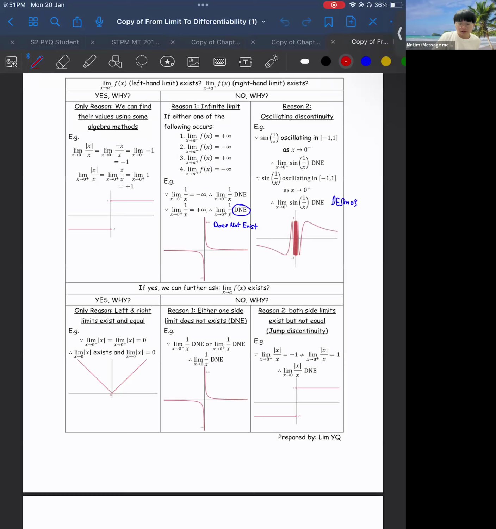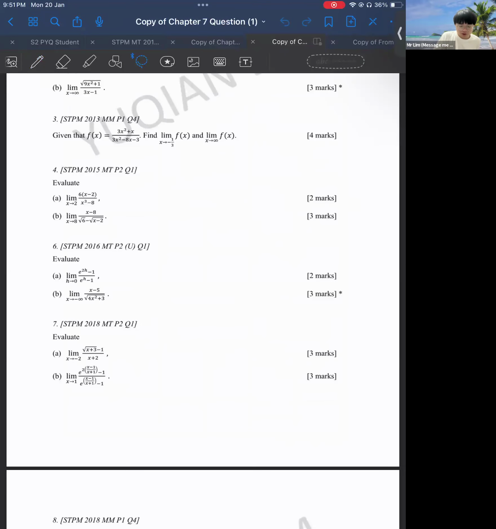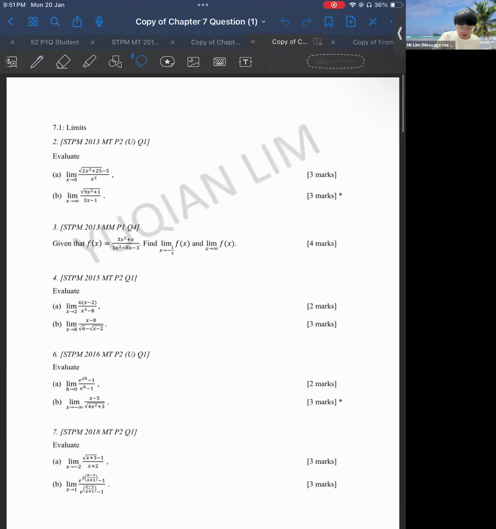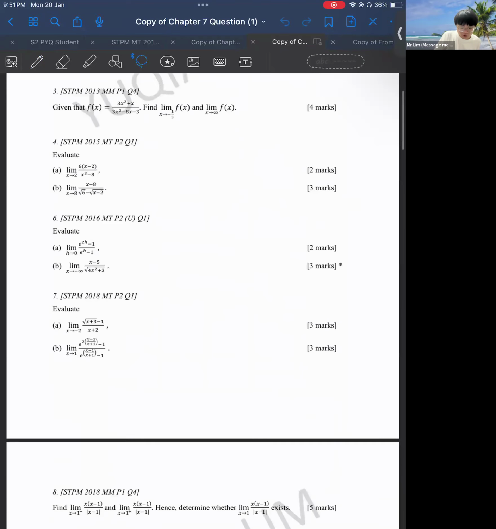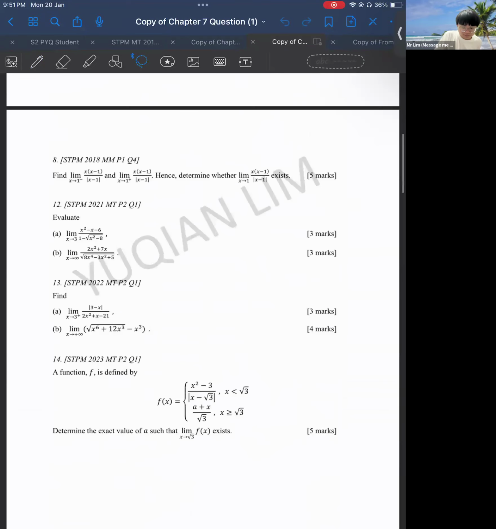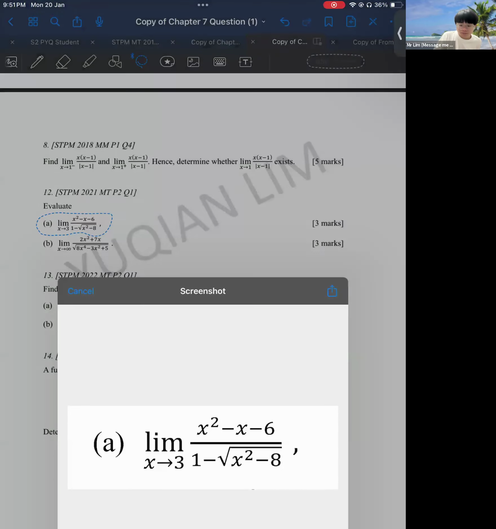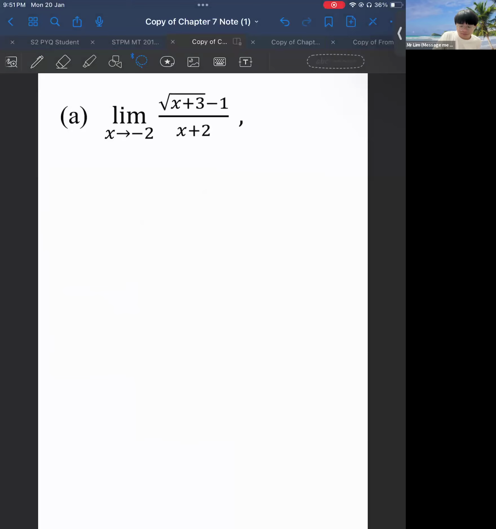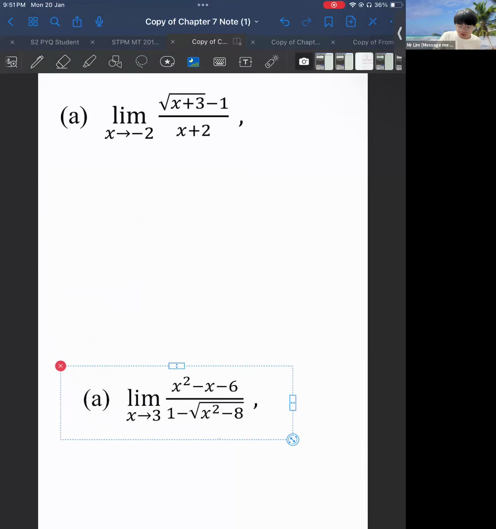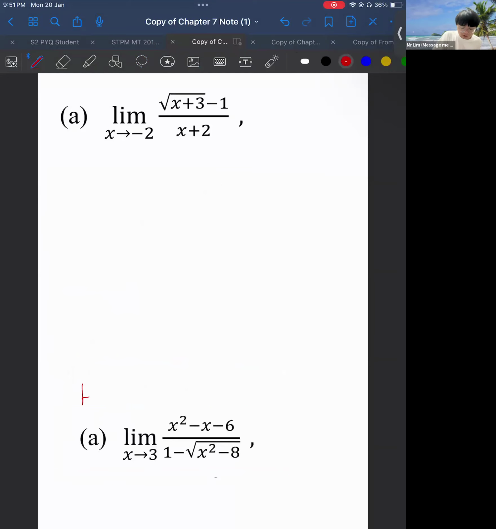Okay, some of you are very fast, you already got the answer. If you want to try an extra example, you can try this more difficult one. Both of these are 3 marks. For the rest of you, this one is your homework. This one is more difficult.